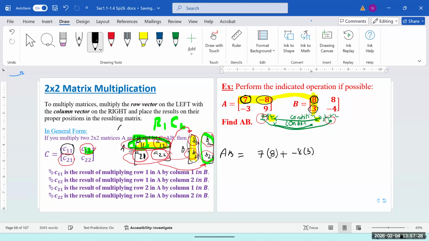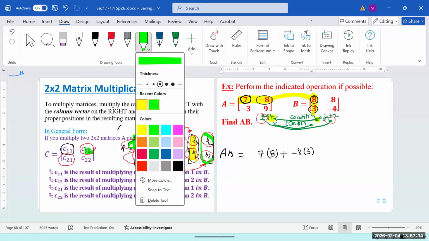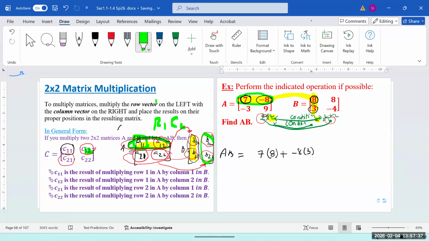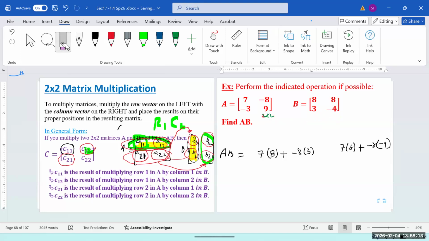That will be our constant in the 1, 1 position. Then we are going to do the same thing on the second column. Take your first row in A, but this time multiply by the second column in B. And do the same math again. 7 times 8 plus -8 times -4. So the first row in our resulting matrix is completed. So let me erase this, and let me also erase this so that you can see clearly.